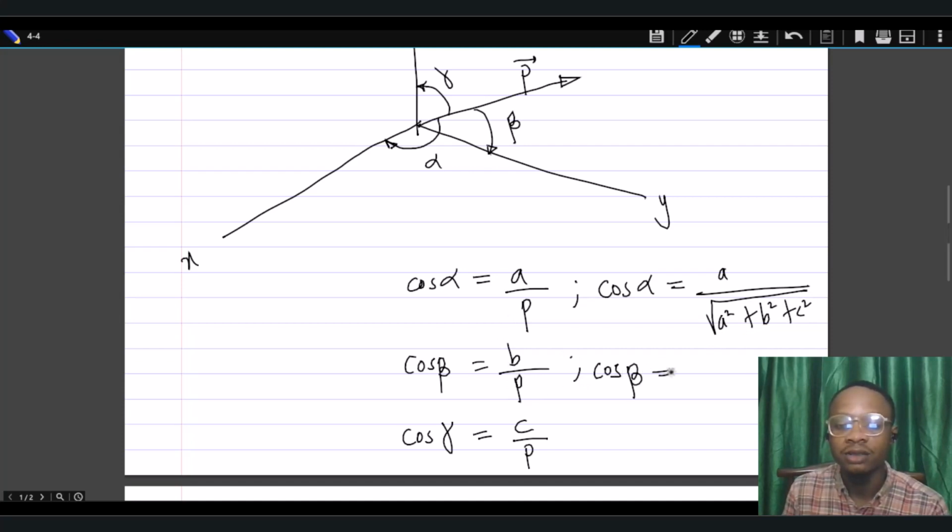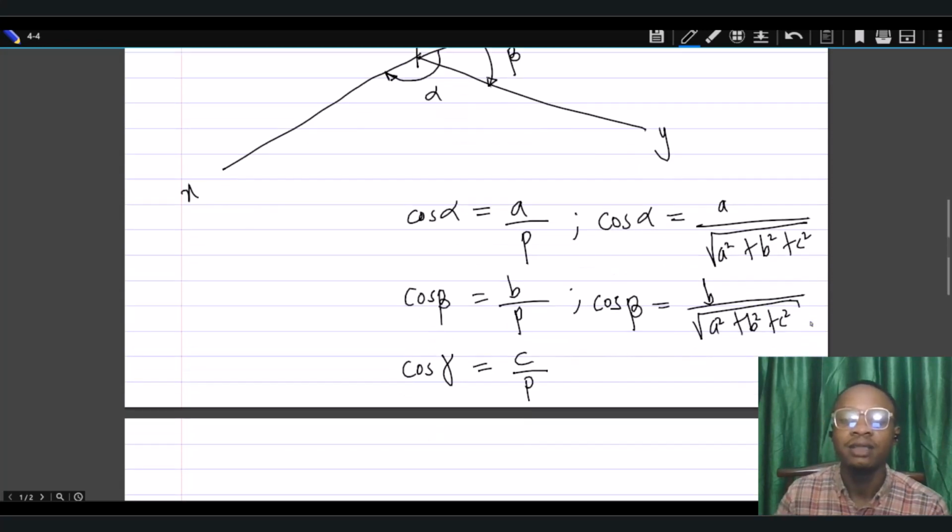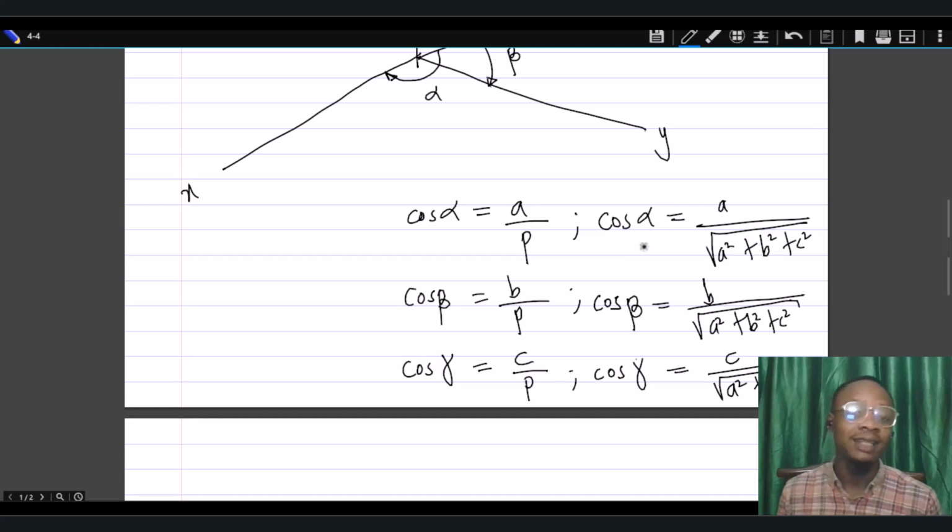So we say that this is cos beta. It will also be equal to b over the square root of a squared plus b squared plus c squared. And we can write the same thing for this and say that cos gamma is equal to c over the square root of a squared plus b squared plus c squared. So this tells us how we can get the direction cosines of a vector.